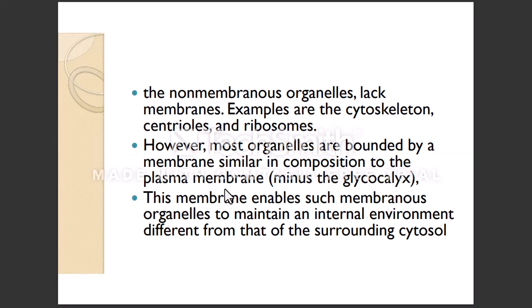Now we have the non-membranous organelles, that means organelles that lack membranes. For example, we have the cytoskeleton, the centrioles, and the ribosomes. I repeat, the cytoskeleton, centrioles, and ribosomes don't have a membrane. But if you look at other organelles like the mitochondria, they have membranes, and some of them have a double membrane. Yes, they have a double membrane.